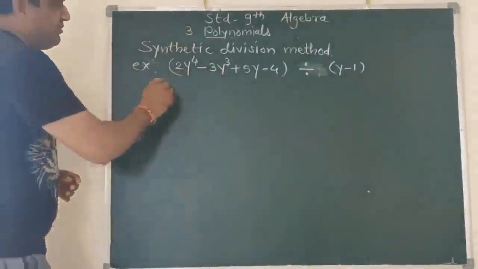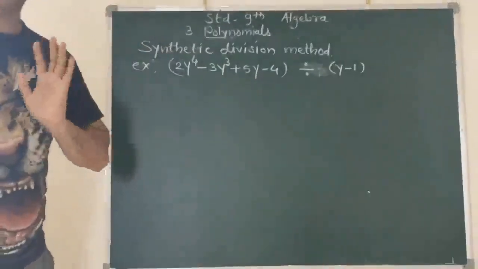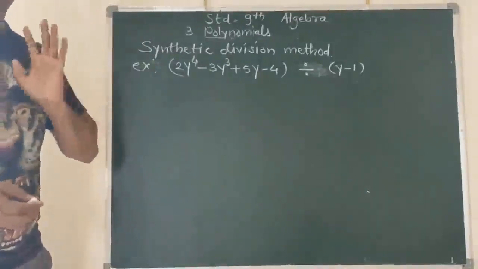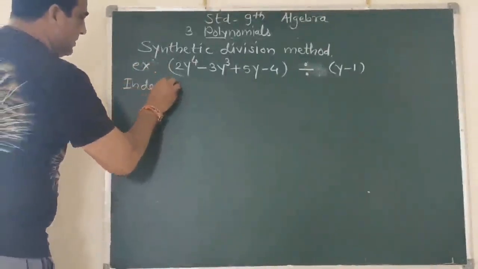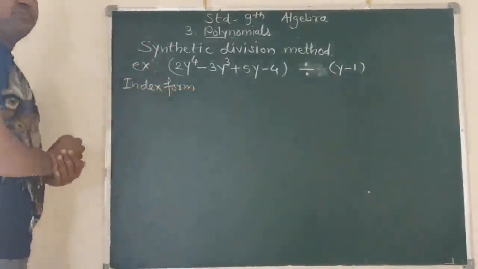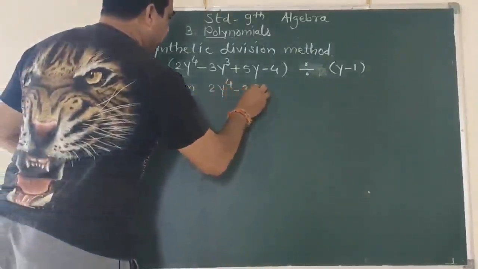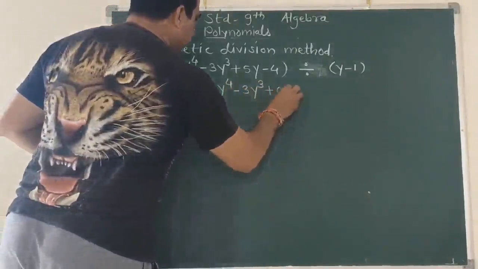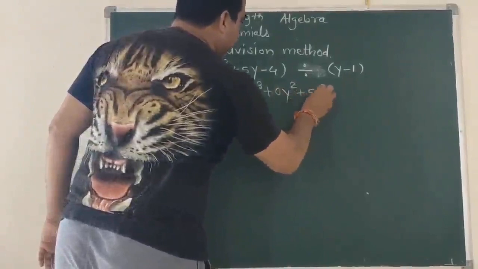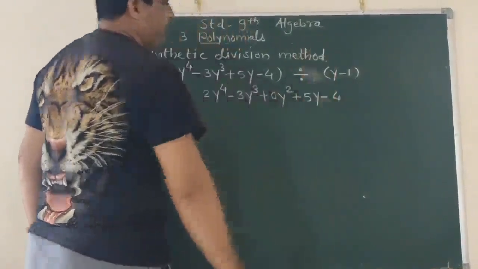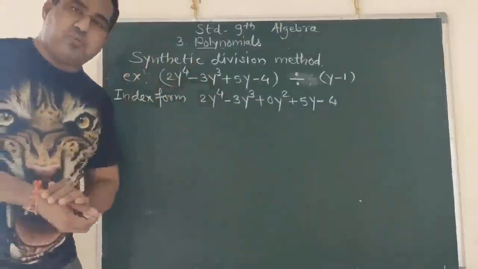First of all, whatever dividend is given to you, it should be in index form. So here, the index form of this one is 2y to the power 4 minus 3y cube plus 0y square plus 5y minus 4. That is the index form of your polynomial.